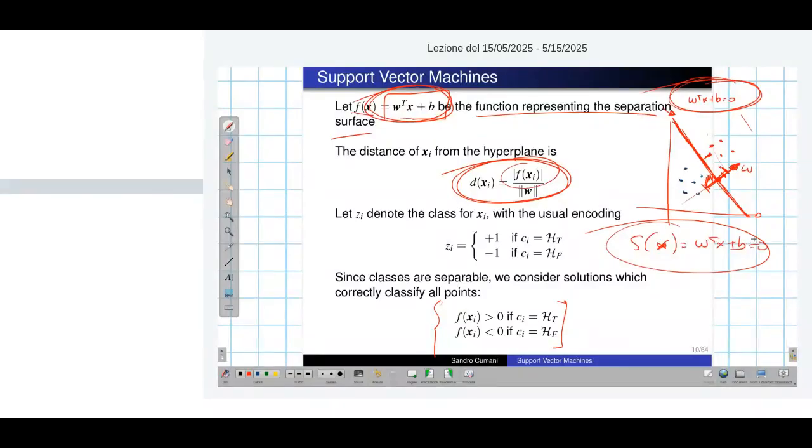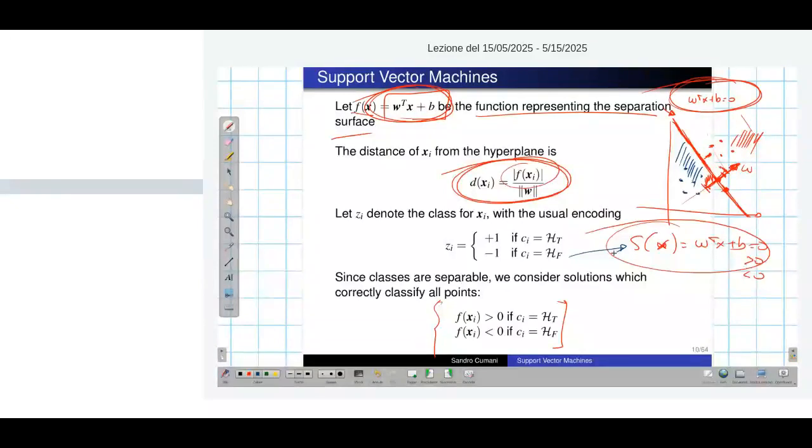When this is 0, we have a point that is on the surface. When this is positive, we have a point that is in the class 1 space. When this is negative, we have a point that is in the blue class space, on the other side of the separation rule. This is the same as with logistic regression. Positive score, I'm on one side of the plane. Negative score, I'm on the other side.